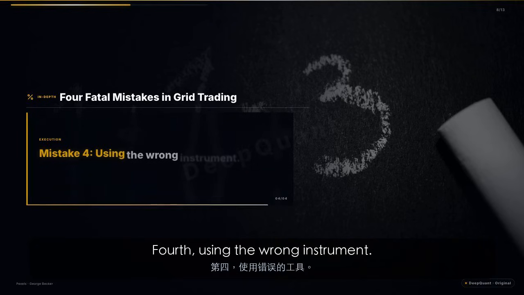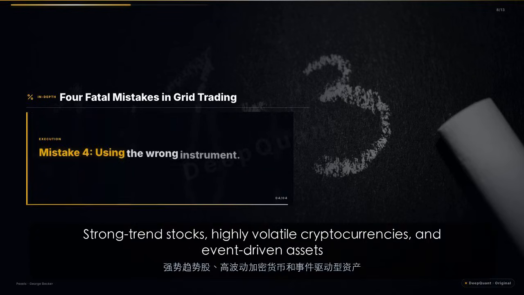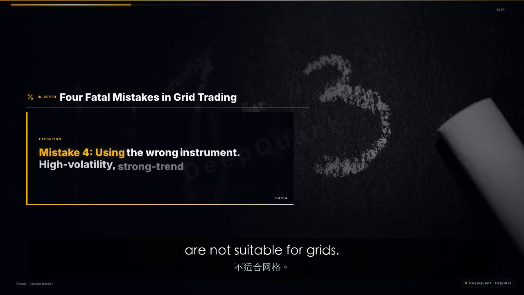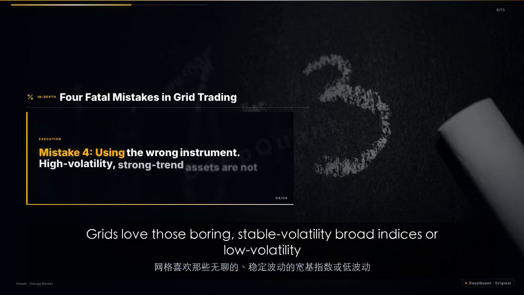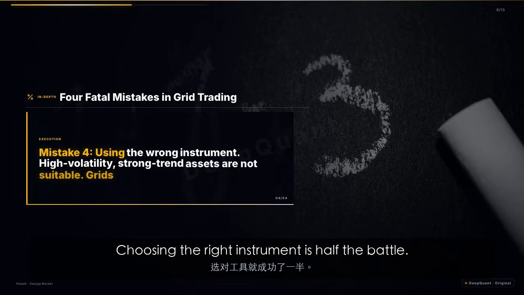Fourth, using the wrong instrument. Strong trend stocks, highly volatile cryptocurrencies, and event-driven assets are not suitable for grids. Grids love those boring, stable volatility broad indices or low volatility commodities. Choosing the right instrument is half the battle.